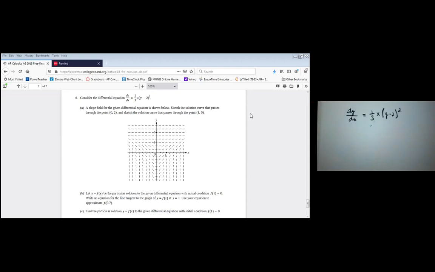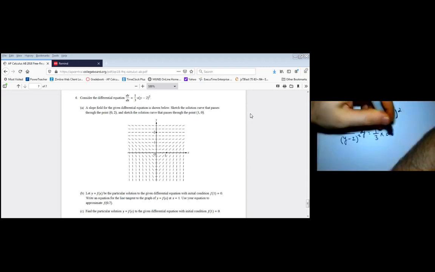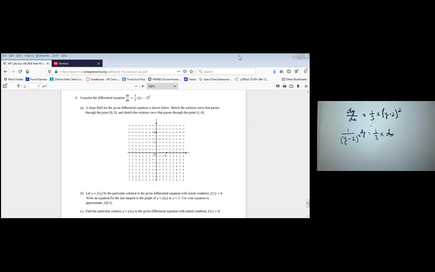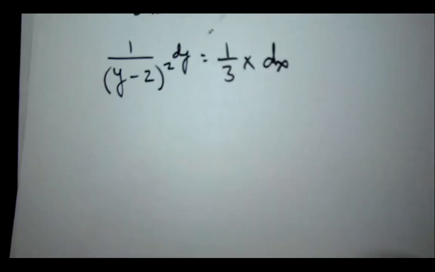Okay. So I cross multiplied first, so I got 3 dy, and then we've got to get the y's on the left, right? Yeah. How about multiply both sides by 1 over y minus 2 squared? That sounds better. So we got 1 over (y minus 2) squared dy is equal to 1/3 x dx. Does that make sense? Yes. Okay. All right, what do we do from there?